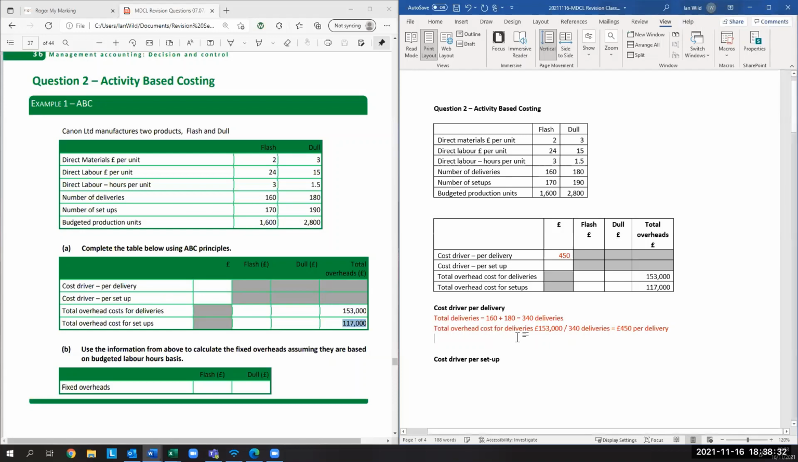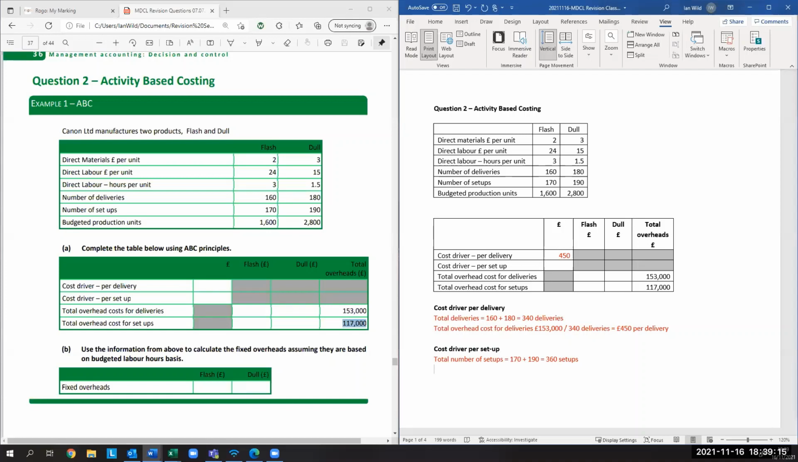Okay, so that's our first step. We've got our cost driver per delivery. We now need to do exactly the same for our setups, following exactly the same principle. We'll work out the total number of setups. The question tells us that it's 170 for Flash and 190 for DOL. That's 360 setups. It sounds a bit long-winded, but the machines have to be set up 360 times. Sounds like too much hard work to me, but that's how the question says.